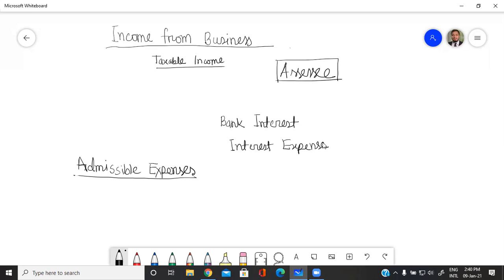So the matter is that, you know very well, obviously the interest expense is an admissible expense, but the question is to what extent? To what extent is the interest expense admissible? And what things do you need to confirm to make sure that you are in compliance with the rule so that the interest expense is admissible?